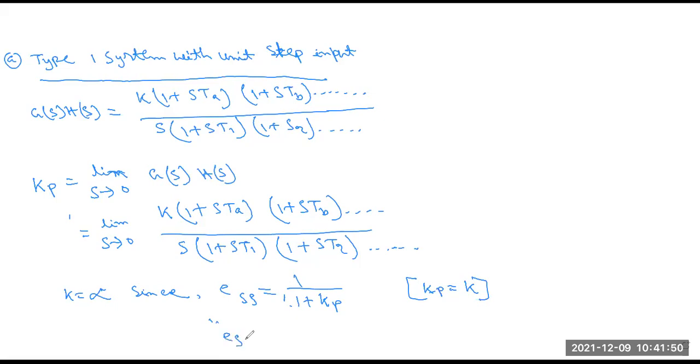So ESS is equal to 1 by 1 plus infinite. That means ESS is equal to 0. Okay, so a type 1 system with unit step input response, the steady state error value is always 0. So this is the expression of the unit step response in the type 1 system.